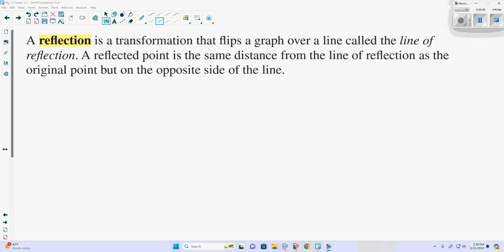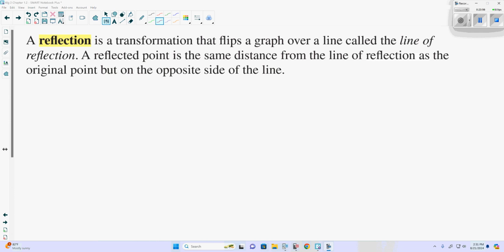But we'll move on. Reflections. Reflection is a transformation that flips a graph over a line called the line of reflection. You all have done these in geometry, where we have the line, we count over and redraw the shape on the other side. Line of reflection. Now for us, algebraically, there's going to be two. We're either going to reflect across the x-axis or the y-axis.